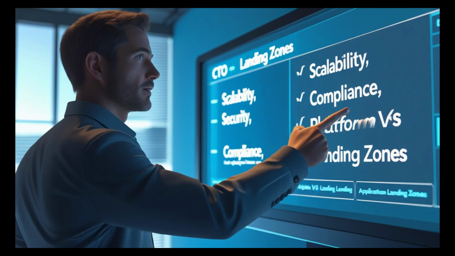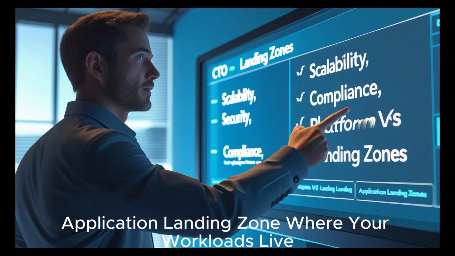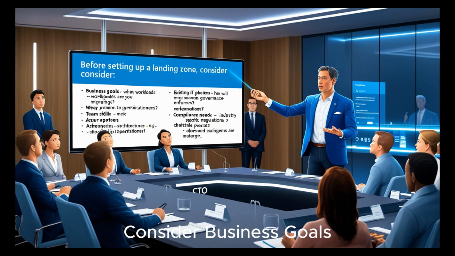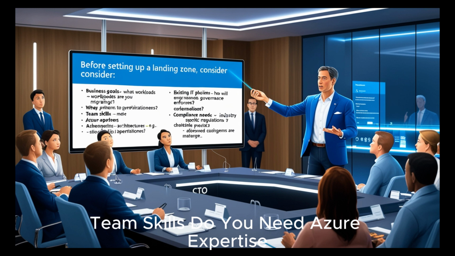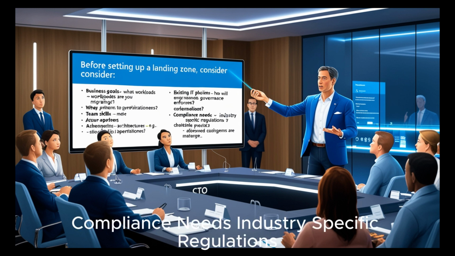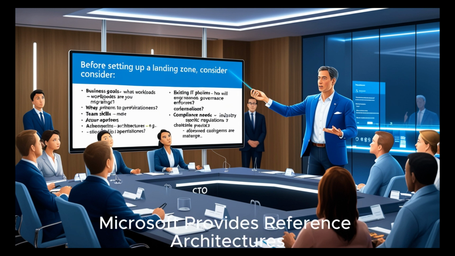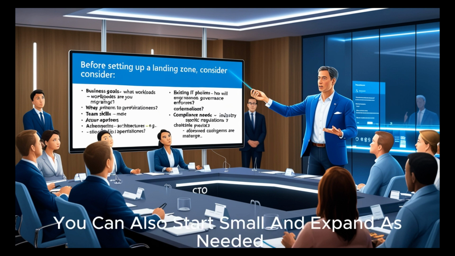There are two key types: platform landing zone for shared services like identity, networking, and logging. Application landing zone, where your workloads live, isolated but connected to the platform zone. Before setting up a landing zone, consider business goals. What workloads are you migrating? Existing IT policies. How will governance be enforced? Team skills. Do you need Azure expertise? Compliance needs? Industry-specific regulations? Microsoft provides reference architectures and automated deployment templates, like Azure Modular Landing Zones, to accelerate setup. You can also start small and expand as needed.